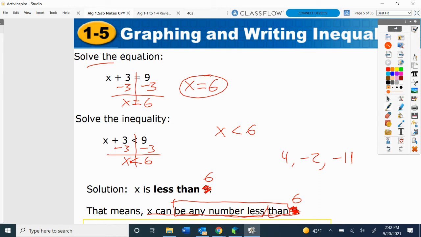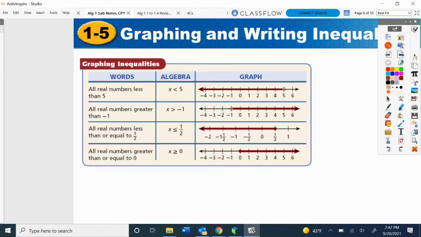Okay, so here's some examples. If we take a look at the first one here, x is less than 5 would look like this. We would put a circle on 5 on a number line, and then we would draw an arrow going this way to show that x could be any of these numbers less than 5. Anything smaller than 5, we would draw an arrow to show that as a possible number x could be.